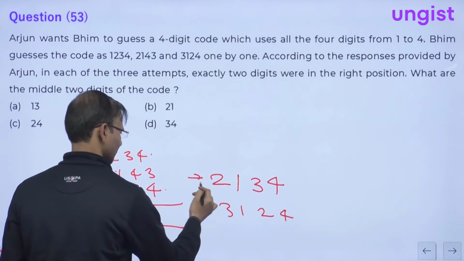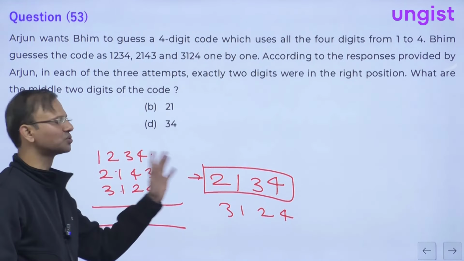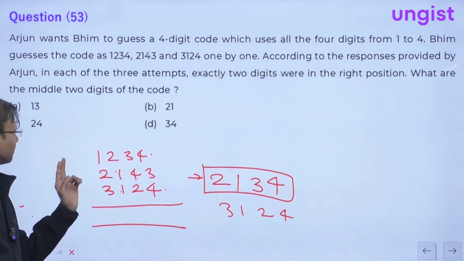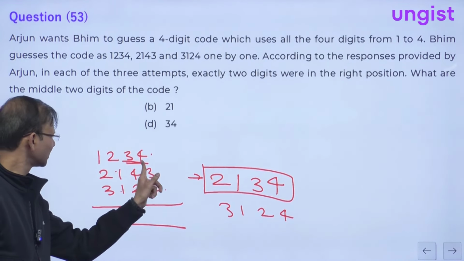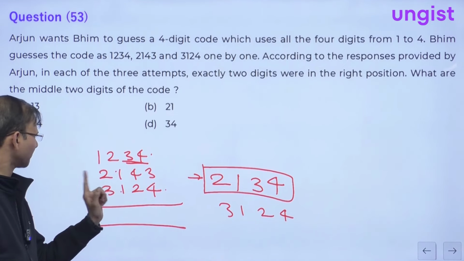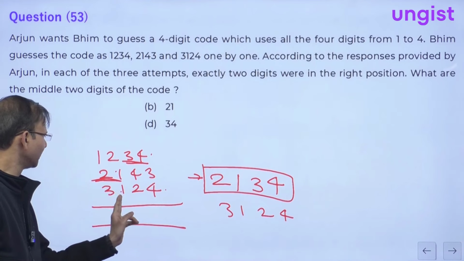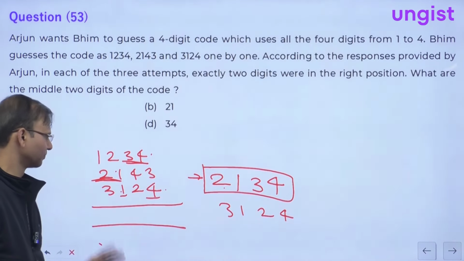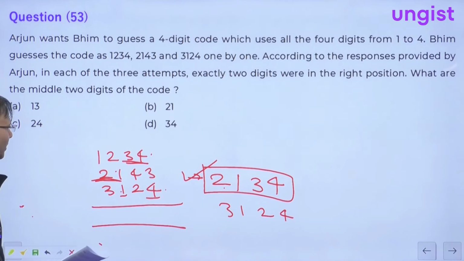So just think for this first. If the correct code is 2, 1, 3, 4, right? Here 2 numbers are in the right place, and here 2 numbers are in the right place. And here 1, 4, 2 numbers are in the right place. This is the correct choice. 2, 1, 3, 4 is the correct answer.